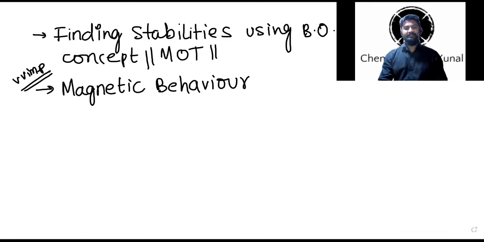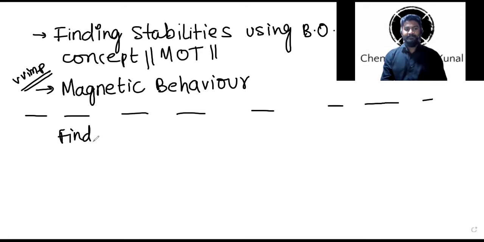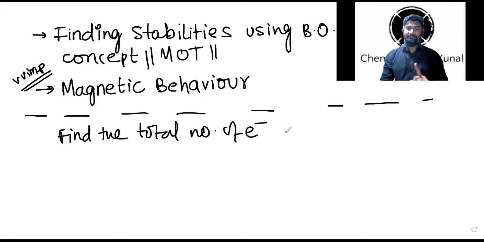Let's start with the very first topic, which is finding stabilities using the bond order concept. How to do that? If you remember the last lecture, I'll put the video in the description and in the I button on the top. If you want to find the bond order of any species, it's very easy. What you have to do is find the total number of electrons. It's there in the shortcut.